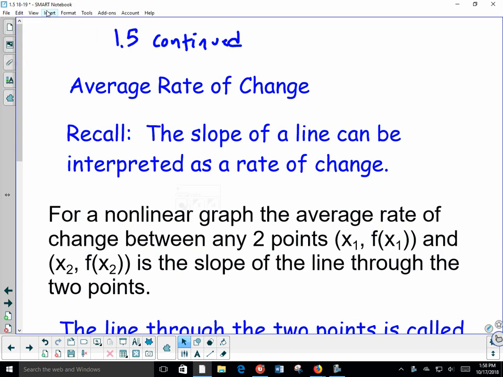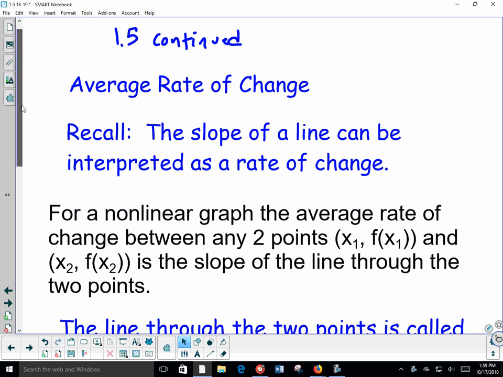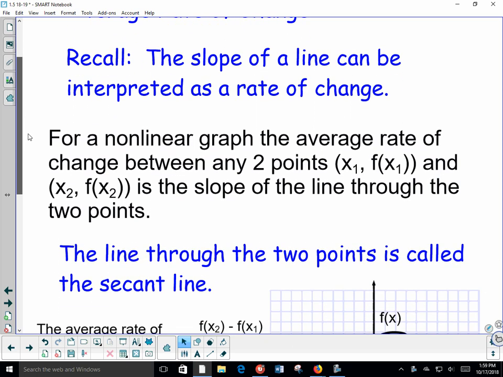All right. Hello, everybody. We are looking at the continuation of section 1.5. This is 1.5 continued, and we're talking about the average rate of change. So remember that from Algebra 1, the slope of a line can be interpreted as a rate of change, but in this section, we're going to be looking at the average rate of change.